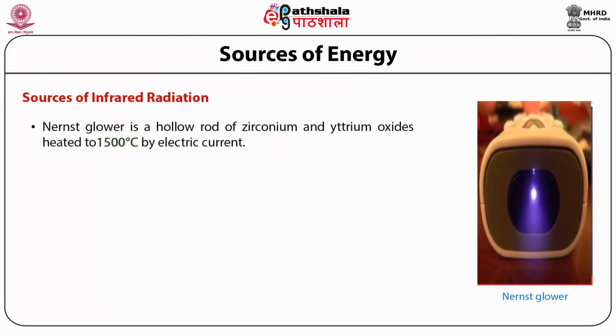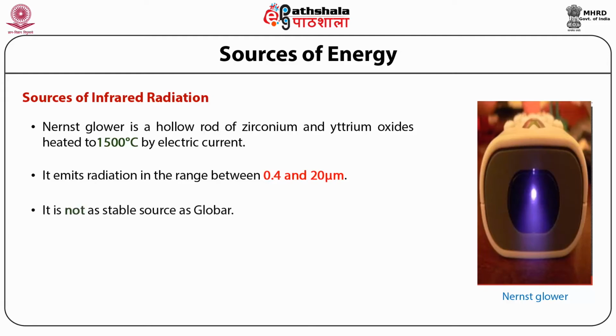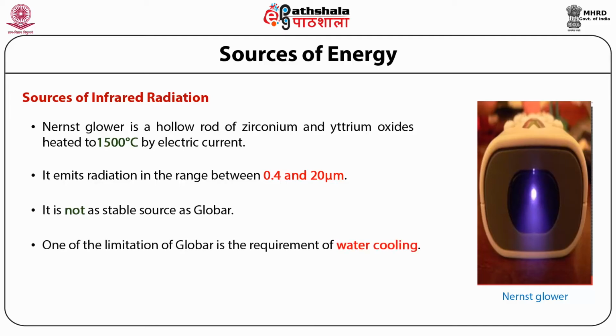The Nernst glower is a hollow rod of zirconium and yttrium oxides heated to approximately 1500 degrees centigrade by electric current. It emits radiation in the range between 0.4 and 20 micrometer. It is not as stable a source as the Globar, but one of the limitations of the Globar is the requirement of water cooling.